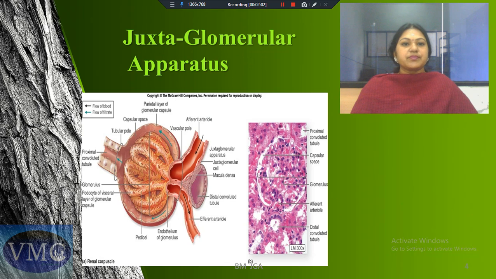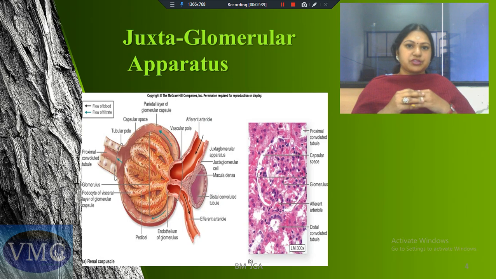Here you can see the glomerulus, and the afferent and efferent arterioles coming into the glomerulus. The specialized cells of the arterioles, and the cells of the thick ascending limb of the loop of Henle, which are called the macula densa, and the glomerular cells. In between them you have some cells, called extraglomerular interstitial cells. These constitute your juxtaglomerular apparatus. Why is it important? We will look into it now.